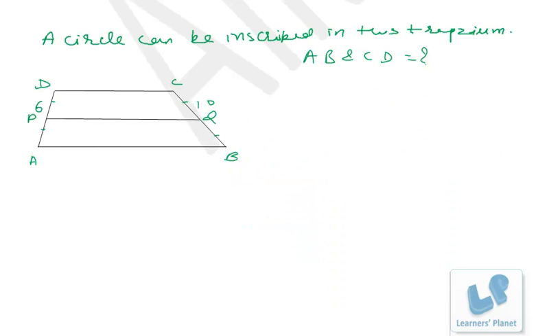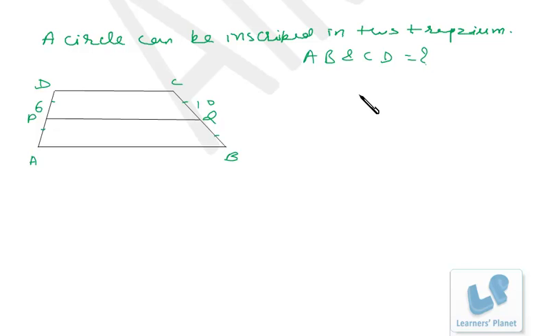Now friends, we have this question. A circle can be inscribed in this given trapezium ABCD. The lengths of AD and BC are given as 6 and 10. We have to find the lengths of the parallel sides, right? And it is given that P is the midpoint and Q is the midpoint. That means PQ is the middle line. Now, we have to find the lengths of AB and CD.